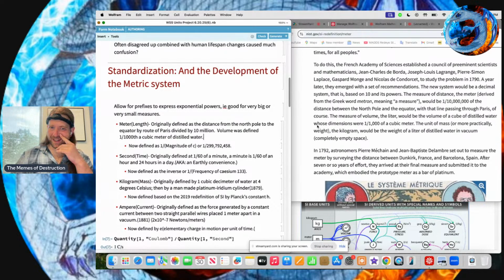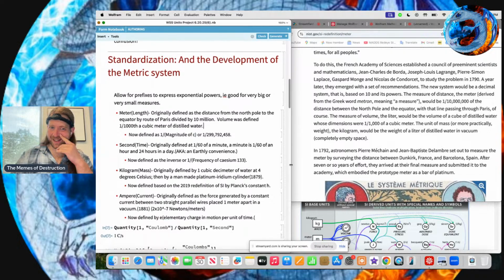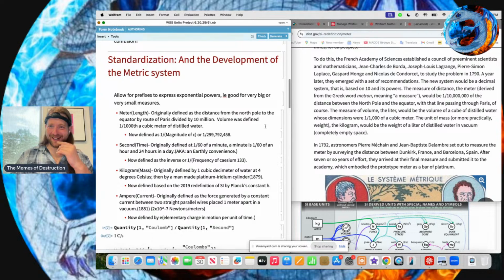Okay. Unit of mass, more practically weight: kilogram, the weight of a liter of distilled water in a vacuum, completely empty space.